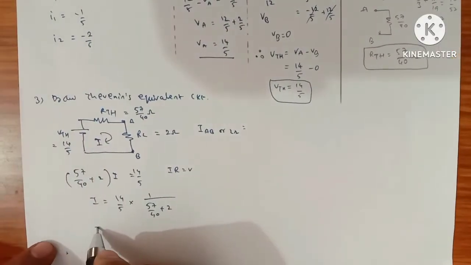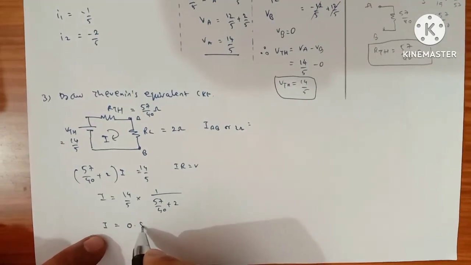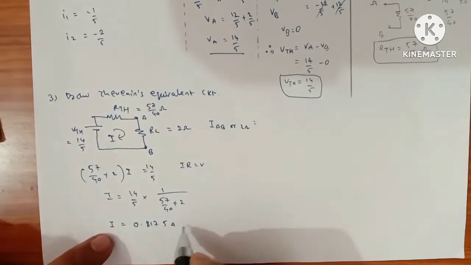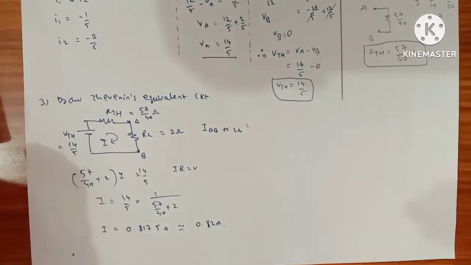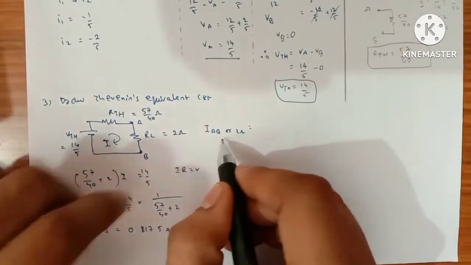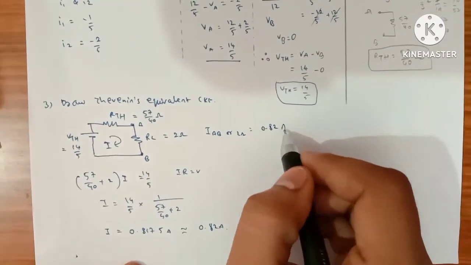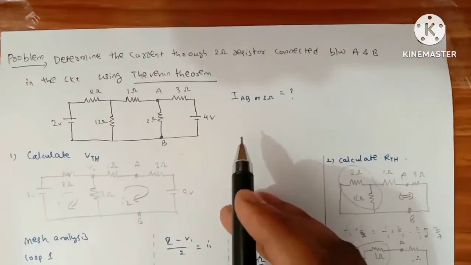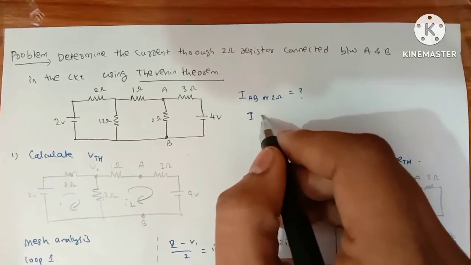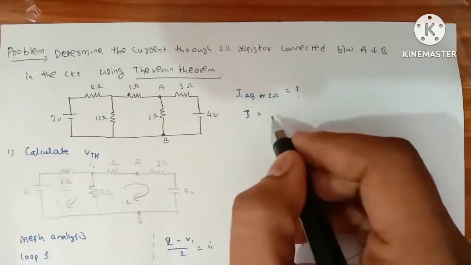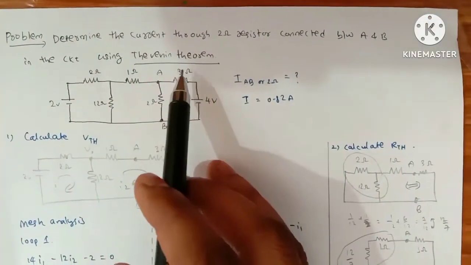If we put this value as it is in the calculator, we get I equal to 0.8175 amps, which is approximately 0.82 amps. So the current through this 2 ohms resistor is 0.82 amperes. In such a way we are going to solve Thevenin's theorem.